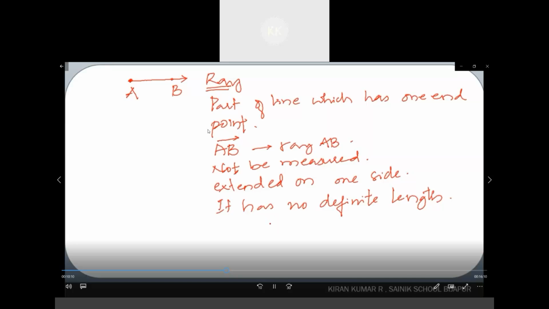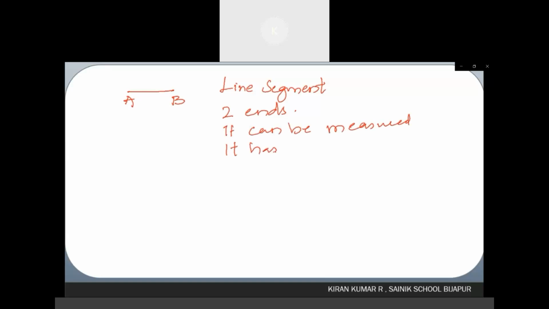This is all about a ray. Now let me consider another part of a line, which is called a line segment. This is a line segment. A line segment will have 2 ends. It can be measured. It has a definite length.